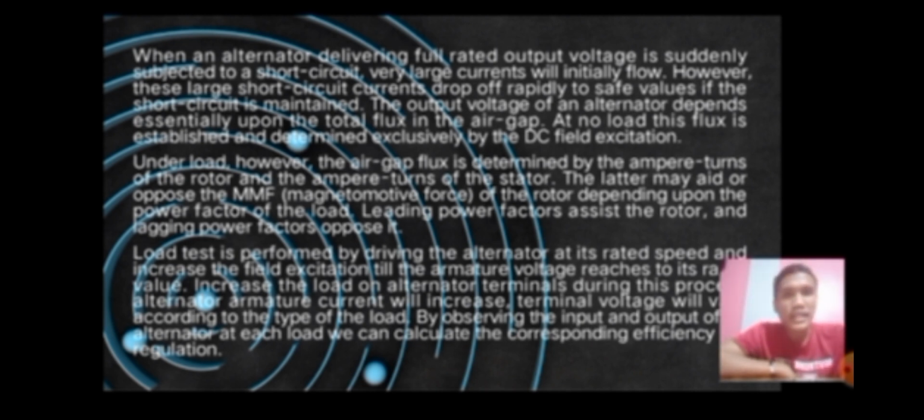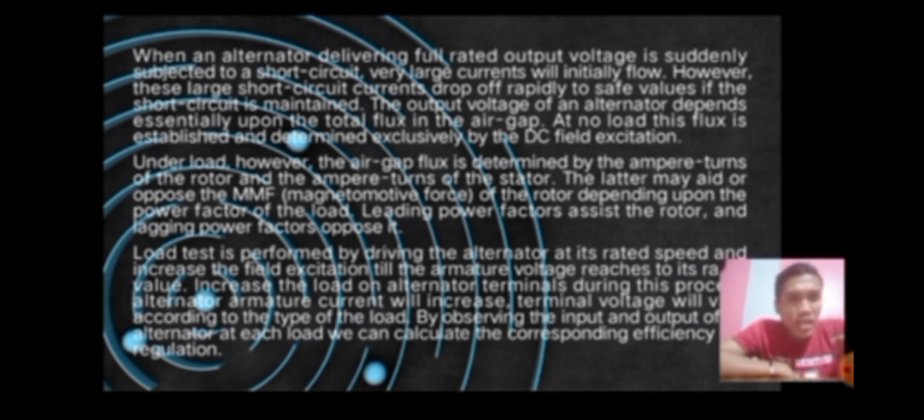When the alternator delivering rated output voltage is suddenly subjected to a short circuit, very large currents will initially flow. However, these large short circuit currents drop off rapidly to safe values if the short circuit is maintained.